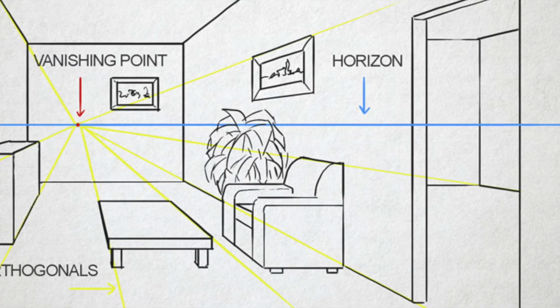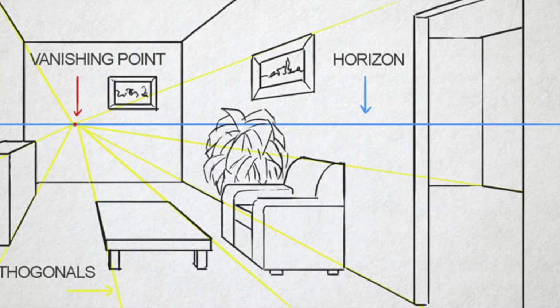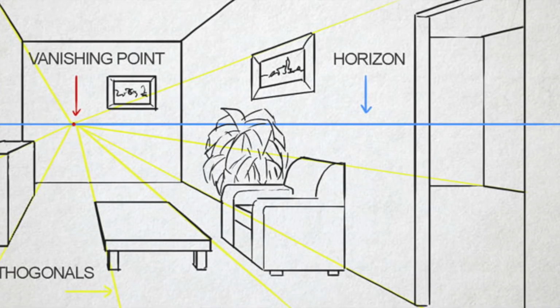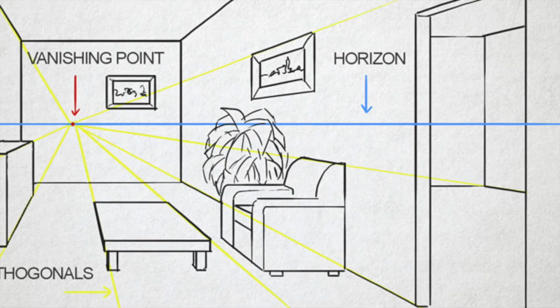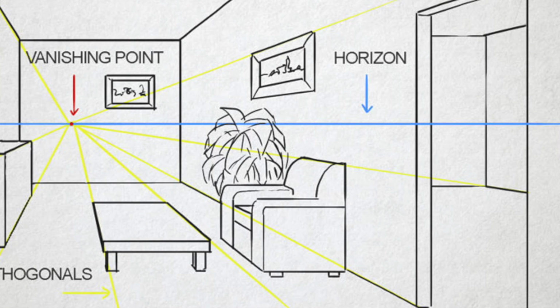Lastly, orthogonals are the vanishing diagonal lines that meet at the vanishing point on a horizon line. All the orthogonal lines meet at the vanishing point, drawing attention to the one point of perspective. In their most basic form, these lines are used to create the look of three-dimensional objects in a two-dimensional medium.